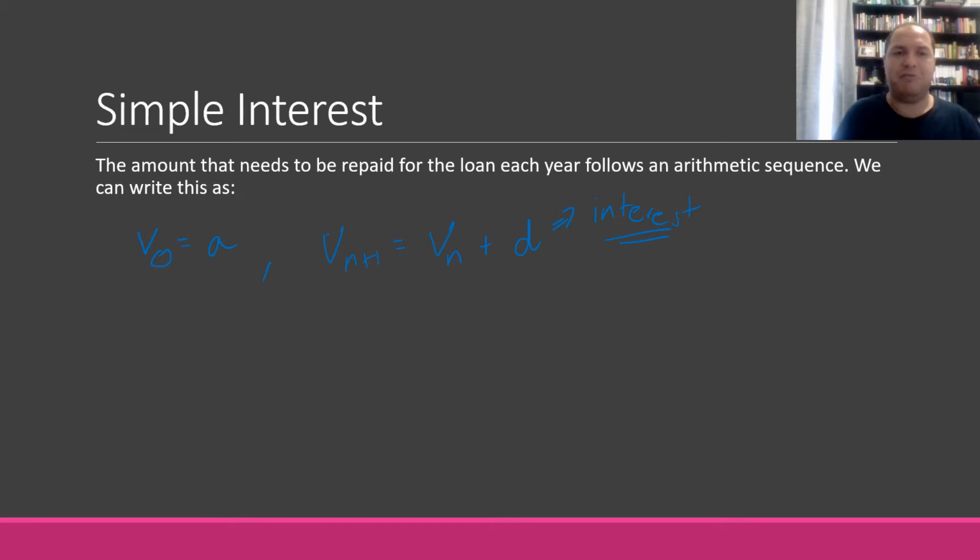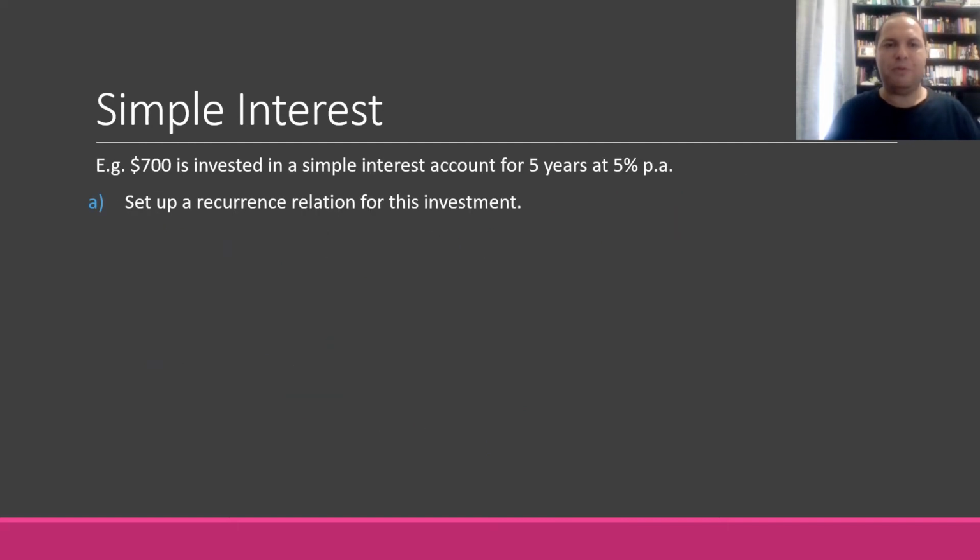If we're writing it in our general form, this is where it gets a bit interesting because we are using V naught, not V1. So bear that in mind. As we would have done with our previous arithmetic sequences, Vn equals V naught plus Nd, where N, again in this case, is the number of years after investment or loan.